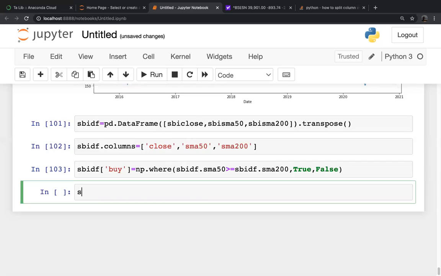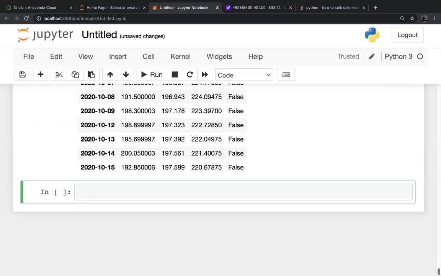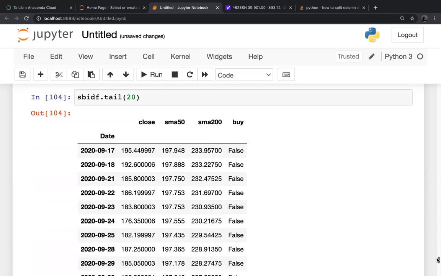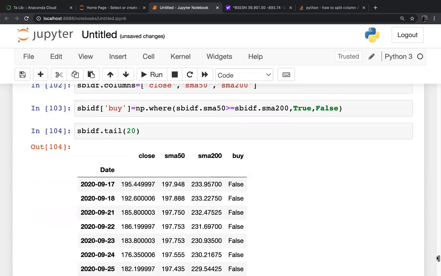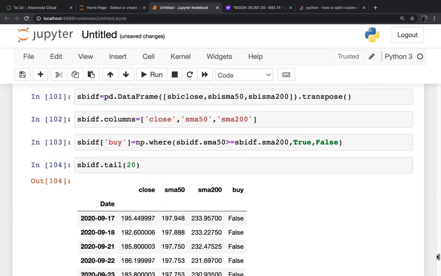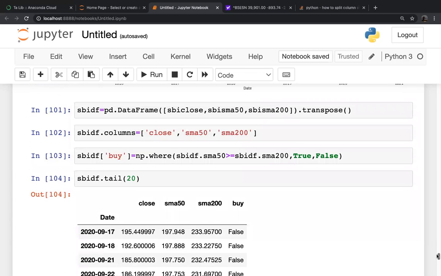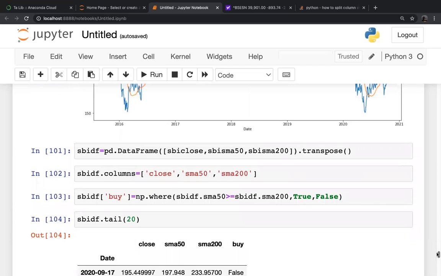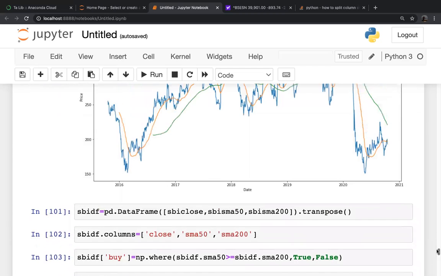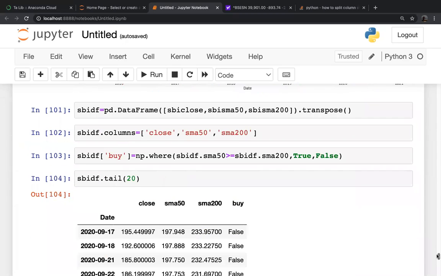Now you can see here SBI_DF.tail(), the last 20 days. See, it is saying don't buy. Buy is false. That means do not enter into the stock. We have to wait till buy becomes true. Once the buy becomes true, then we can enter into the market. Right now it is saying buy is false, because the price is still very low. You have to wait till it becomes a golden cross.